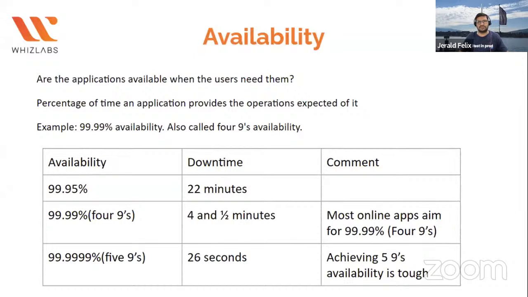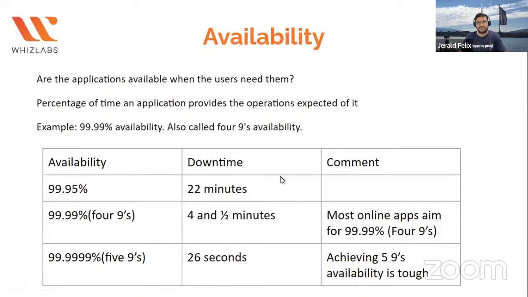So next we go to 99.99%. It means 4 to 4.5 minutes downtime in a month, and most online apps aim for 99.99. And next comes, it's really very difficult achieving all nines. It is 99.9999%, which means the downtime will be very less, just 26 seconds. And achieving this five nines availability is really very tough.